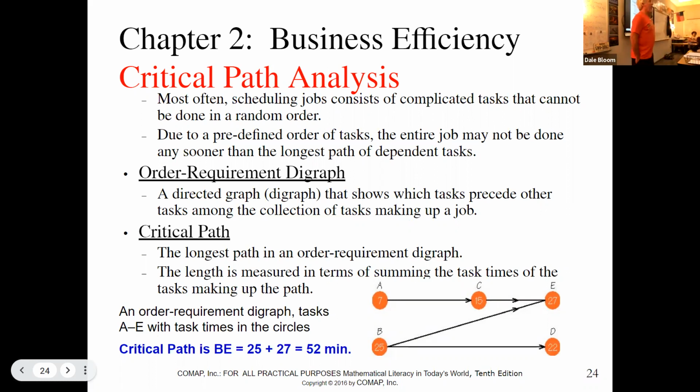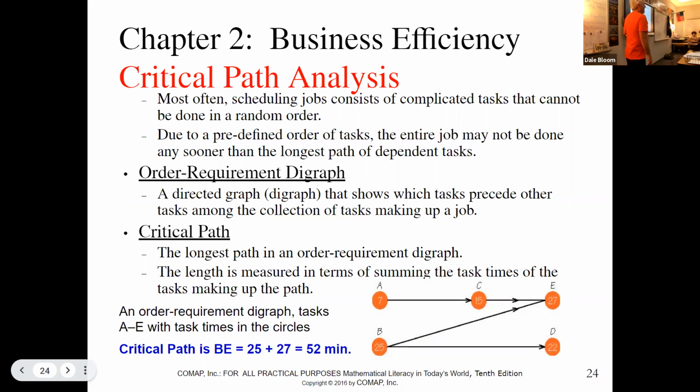Millions of dollars affect your bottom line. That reduces your profit. You make profit so you can pay your employees, and so you can pay your shareholders in the form of stock and dividends. So this is a big deal when we're talking about business efficiency and planning.